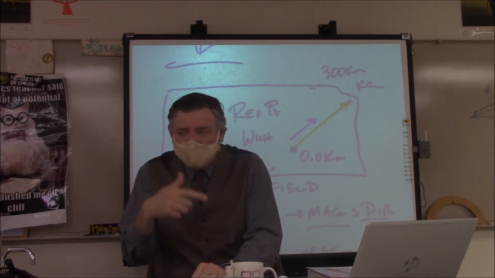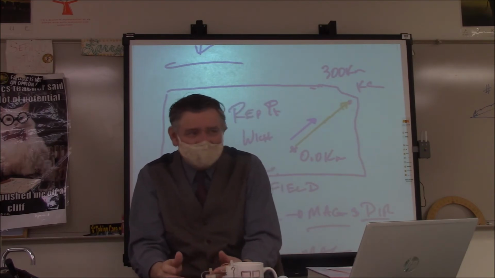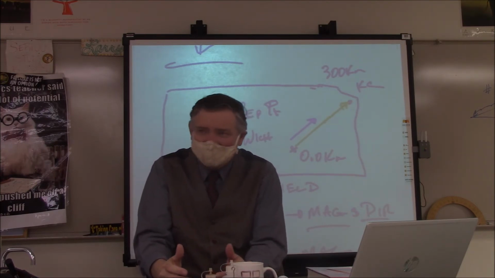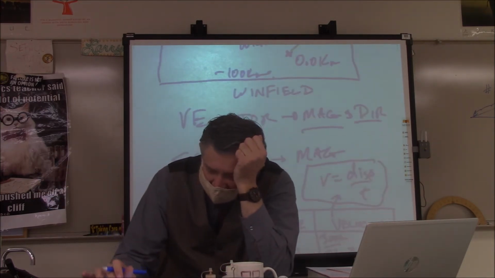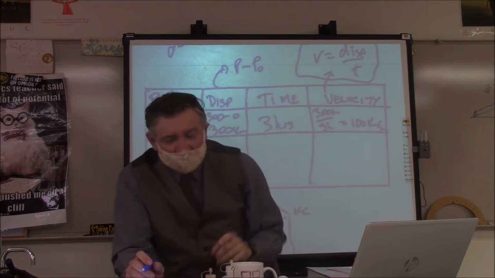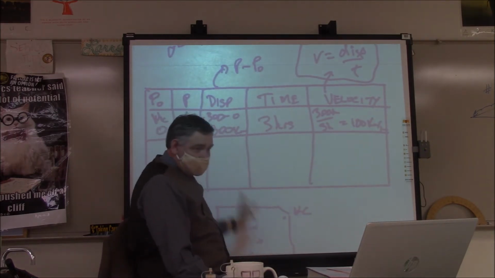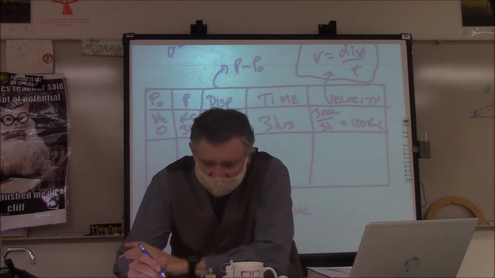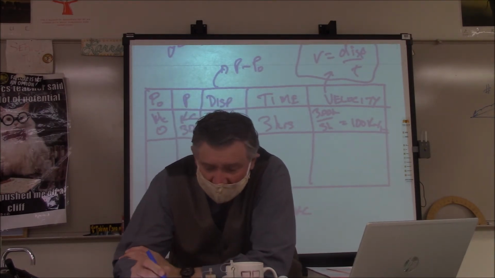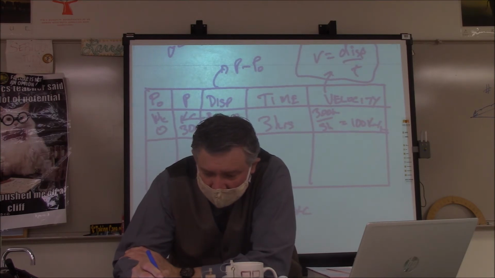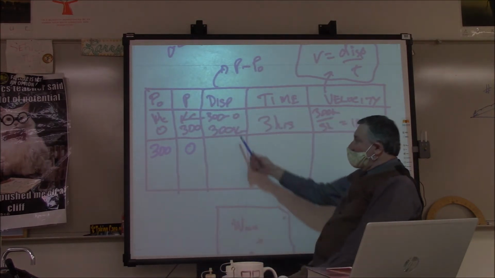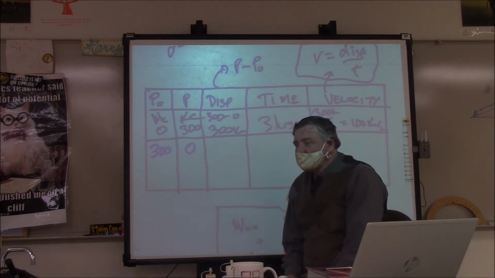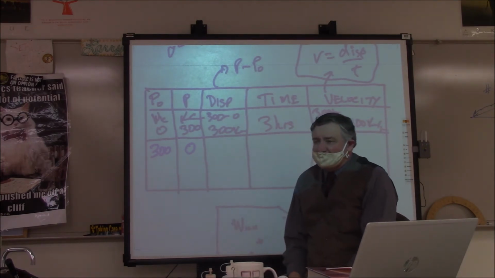So, you go, man, we got to get back to Wichita. It's like, we can't miss this party. Come on. We got to go. All right. So, we're going to turn around. We're going to head back to Wichita. So, on the return trip, now we're going to go from Kansas City back to Wichita. So now my initial position, and here's the difference, is 300 kilometers, and my final position is going to be 0. Now, Elise, what's my displacement? Beautiful. Why is it negative?